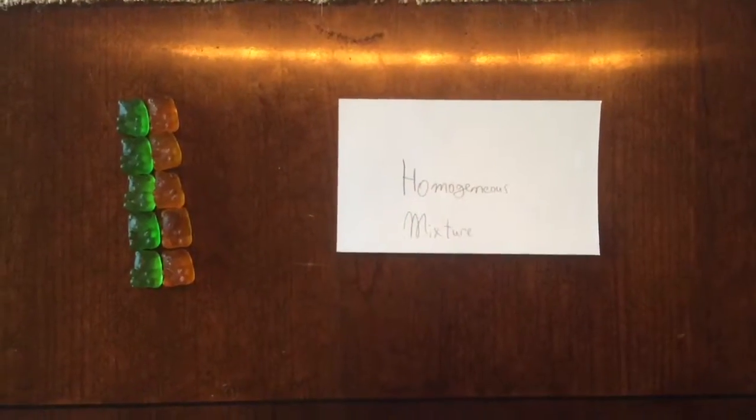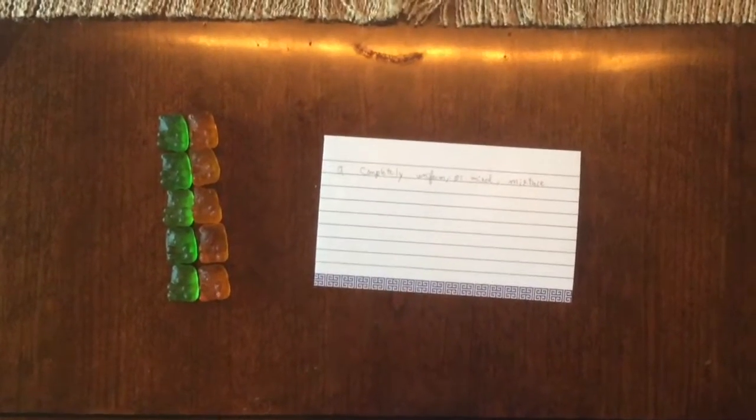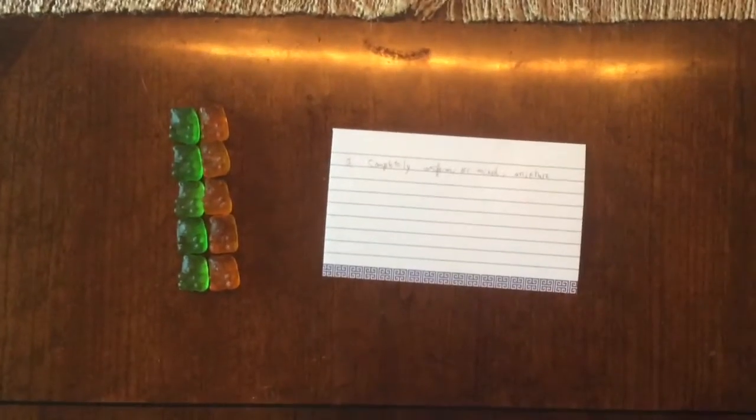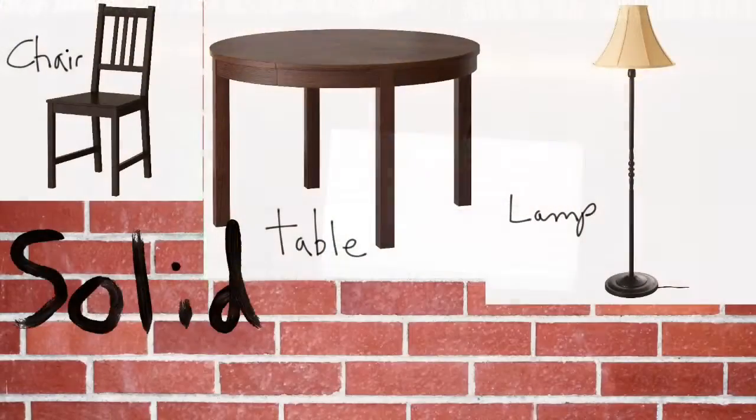A homogeneous mixture is a completely uniform or mixed mixture. These gummy bears are an example of a homogeneous mixture because they are uniformly mixed and they can be picked apart by non-chemical means.